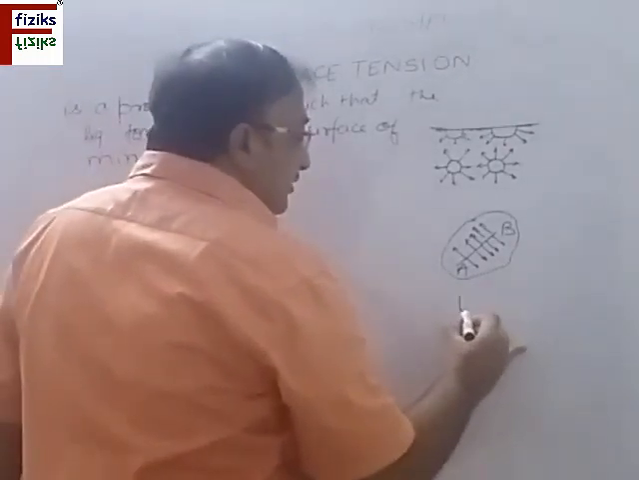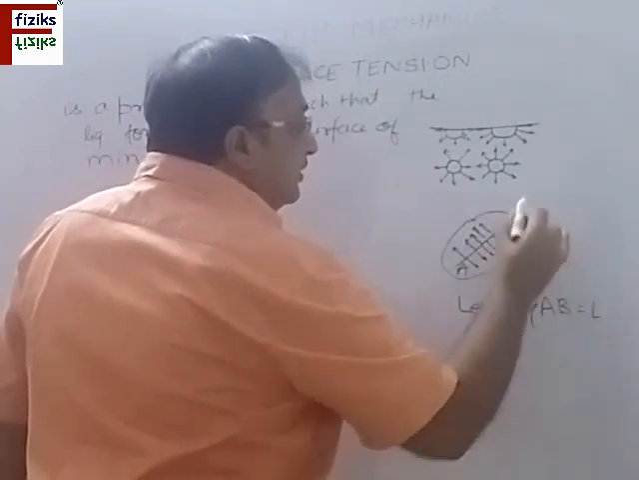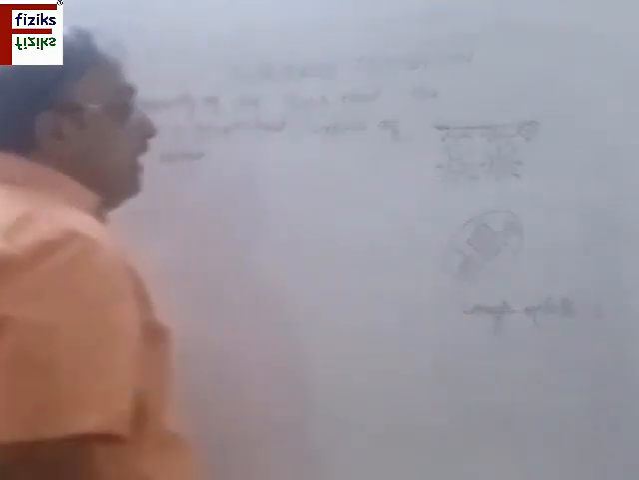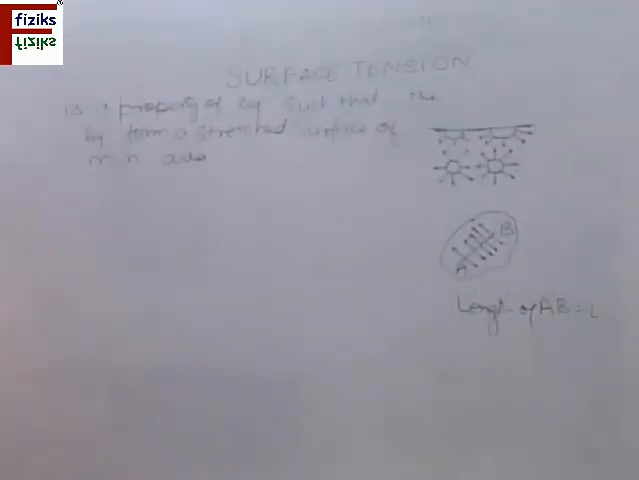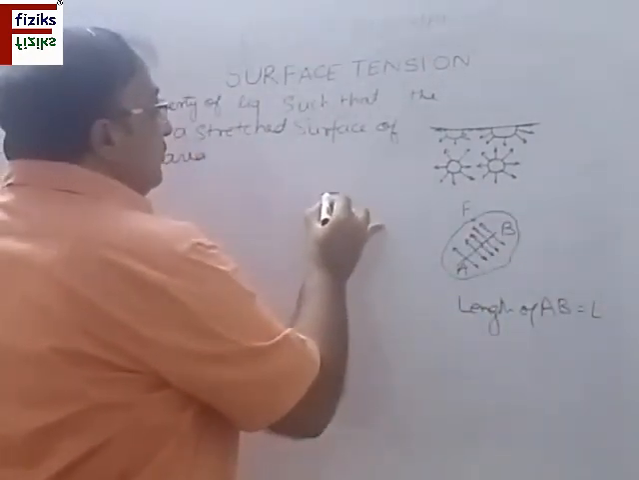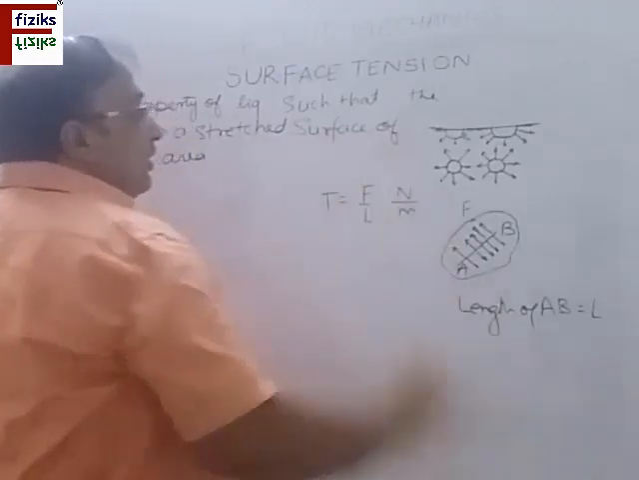Suppose the length of AB is L, and the surface tension force is given by the force acting per unit length of this line. So we measure the surface tension as the force acting per unit line of the surface. Suppose F is the force acting, L is the length, and the surface tension force is given by F by L. Its unit is Newton per meter.